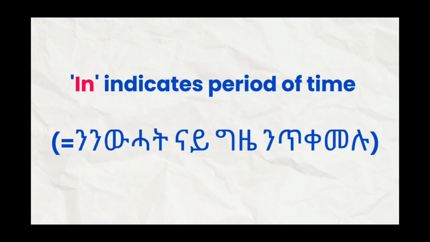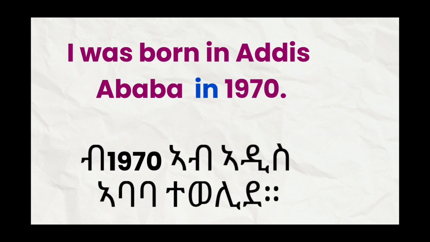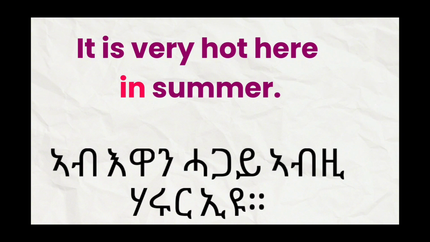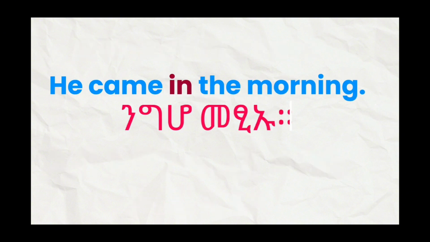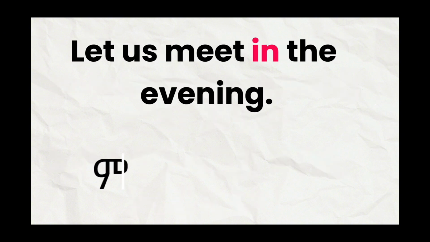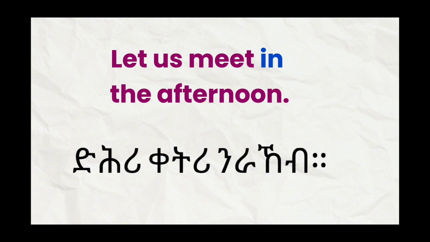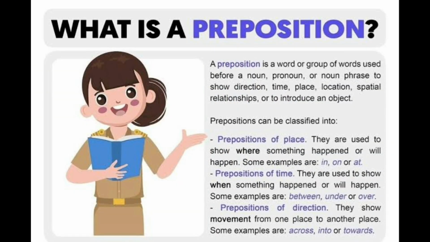In indicates a period of time. I was born in Addis Ababa in 1970. It is very hot here in summer. He came in the morning. Let us meet in the evening. School starts in September. Let us meet in the afternoon. I hope to finish this work in 3 hours.